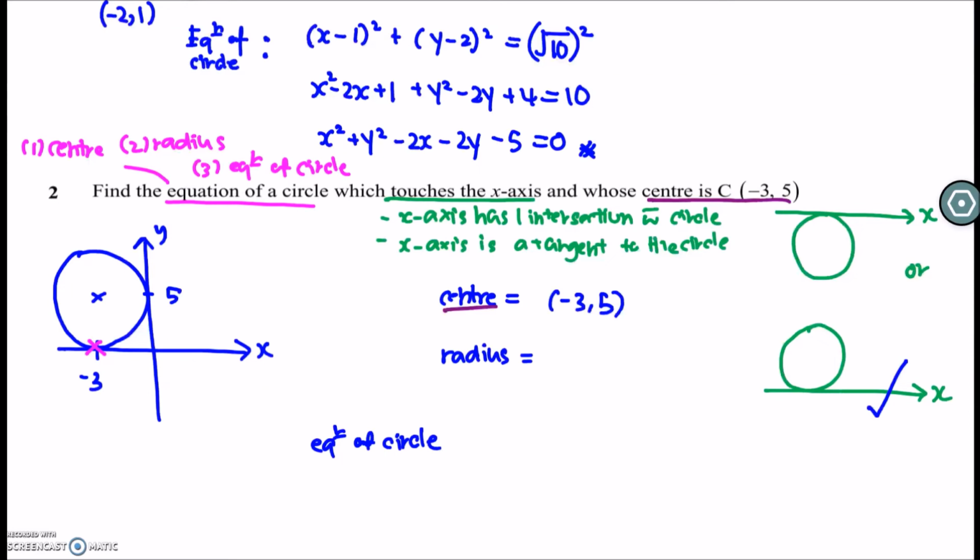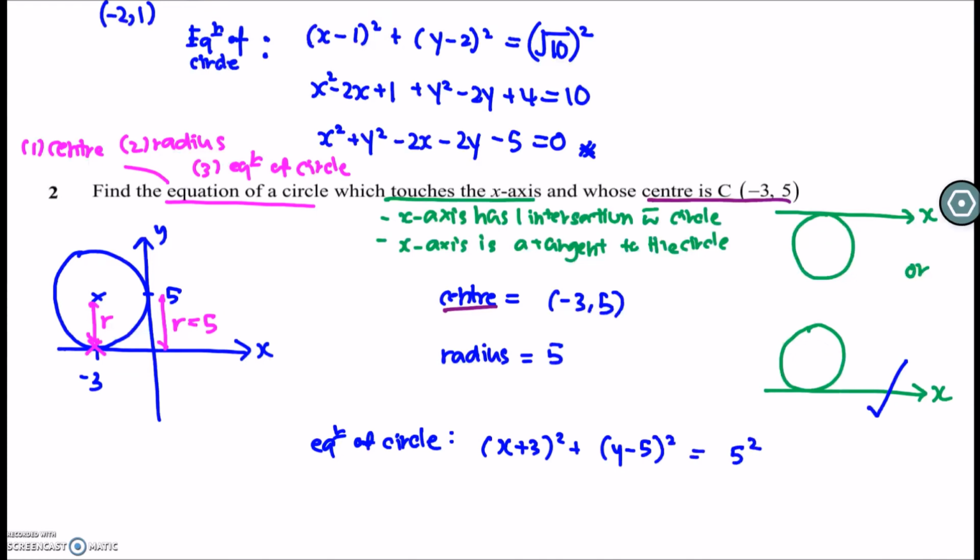Right, so since center is given, we can move on to find radius. Based on the diagram, we could see that this is my radius, and it is obvious that the radius is actually equal to 5. With my center and radius found, we can write the equation of the circle easily, starting from the standard form. So (x minus negative 3), which is (x plus 3) squared, plus (y minus 5) squared equals radius squared.